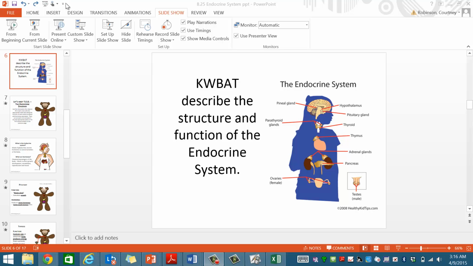Hey Kipsters, today you will be able to describe the structure and function of the endocrine system. You might be thinking, I've heard of this one before. Yes, so last Friday you guys did a lesson on the endocrine system, but I still have some questions from you guys about it, so I figured it would help us to go over it one more time before we get to the test. Let's jump in.